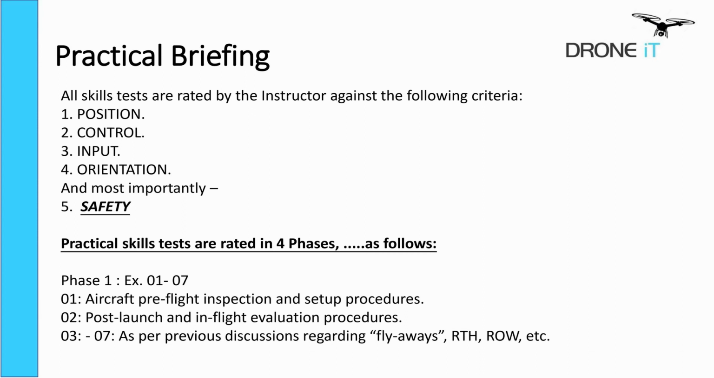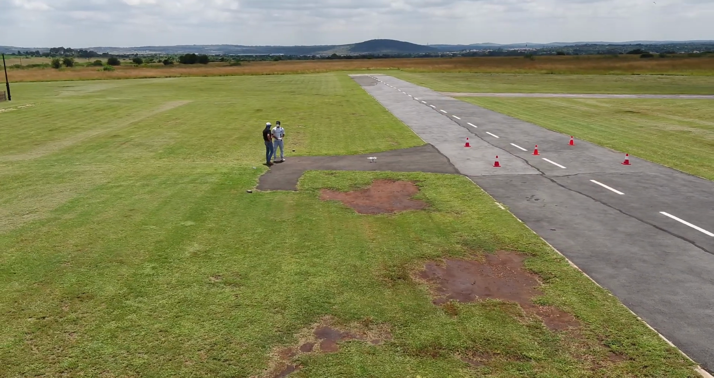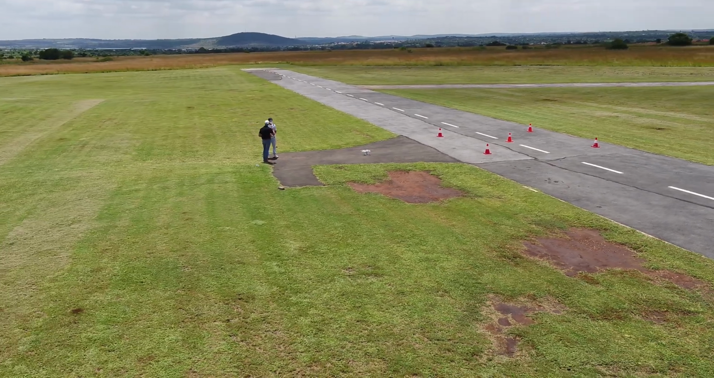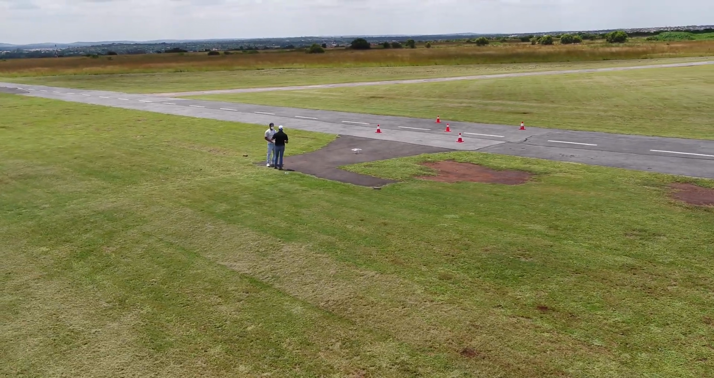Now, the practical training is set out into different phases. So we basically have 4 phases. The first phase, which is exercise 1 to 7, will be basic briefing. Next, phase 2 is basic controls. This is where we will go through the different controls of the aircraft, moving forward, moving right, left, backwards. This will also have exercises like flying a window, so vertical square, horizontal square, flying a horizontal square nose in.